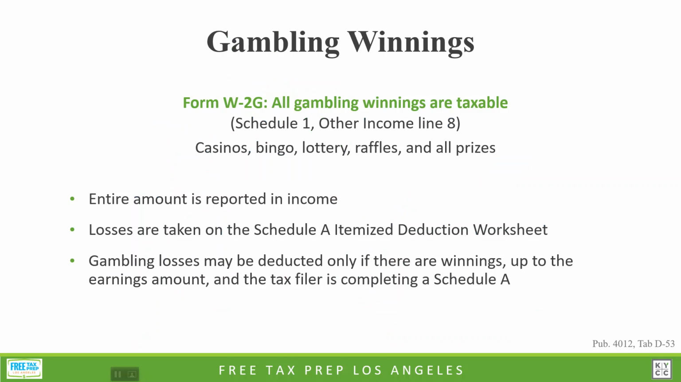Moving on to gambling winnings. If you receive a Form W-2G for gambling winnings, you must report the full amount of income on your tax return. Gambling income includes winnings at the casino, bingo, lottery, raffles, and all prizes. All gambling winnings are taxable. It's also important to note that if you had any losses, those will be entered on your tax return and reported on Schedule A. But you can only deduct gambling losses up to the amount of the winnings.